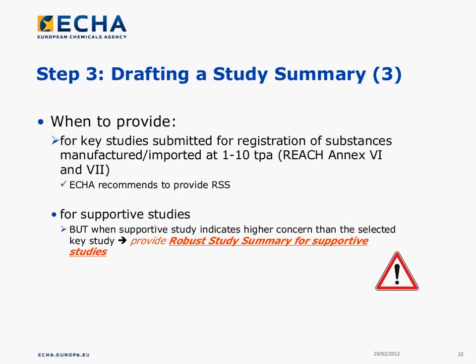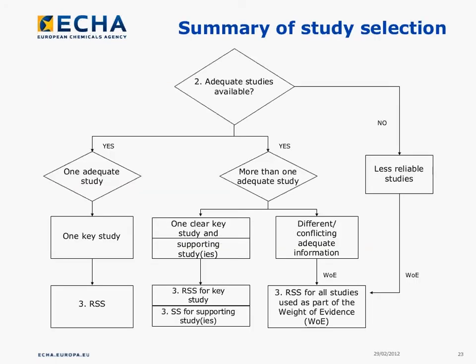Let's now try to recap the information that we have provided in this presentation. You will start by asking yourself whether you have adequate studies available. If the answer is yes, you may have the option that only one adequate study is identified or is available, and this will naturally represent and be selected as your key study and will be reported to ECHA by means of a robust study summary.